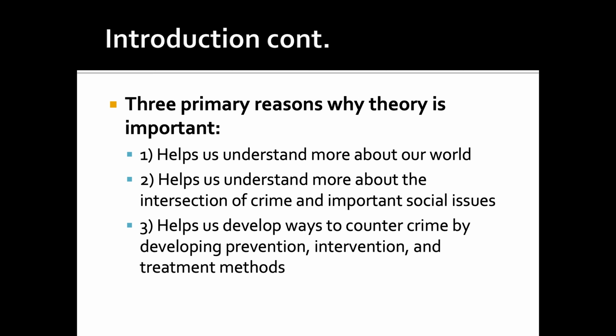The second reason why theory is important, or at least a primary reason, is it helps us understand more about the intersection of crime and important social issues. For example, it could be crime and poverty. That's one thing you hear about all the time. It could be crime and drug use. It could be crime and mental illness. It could be crime and homelessness. It could be crime and politics. It could be crime and money. It could be literally crime and race or ethnicity, or crime and gender.